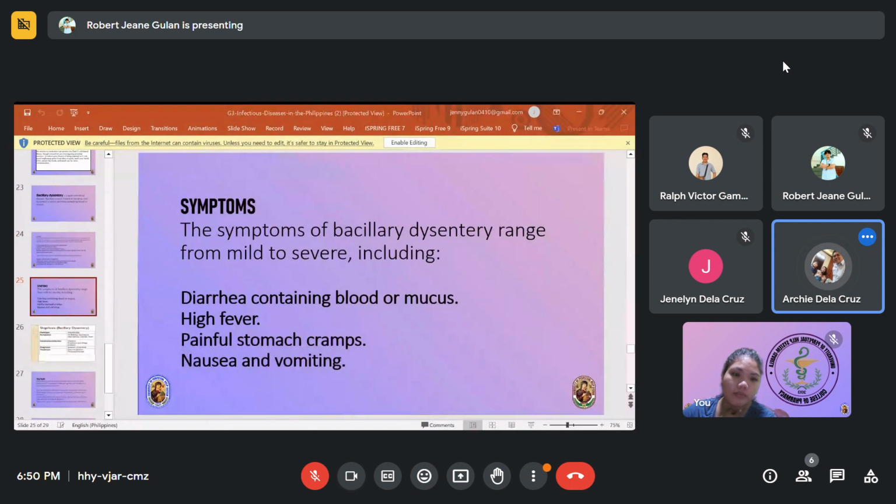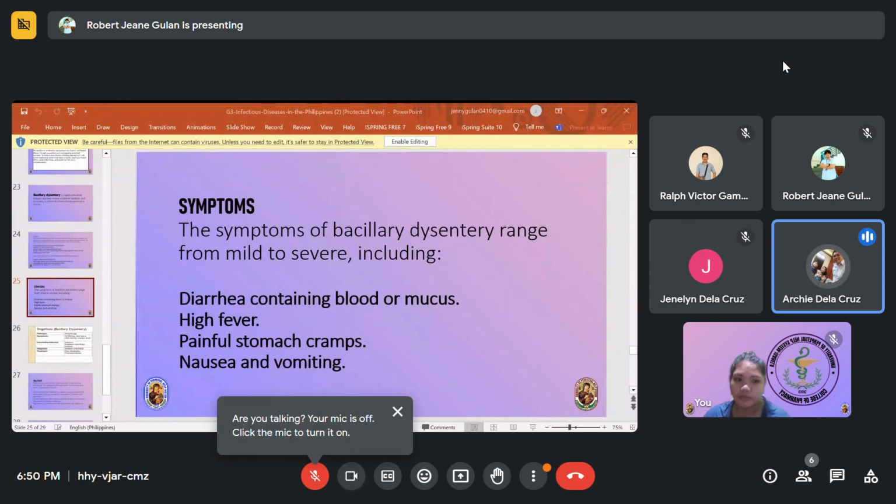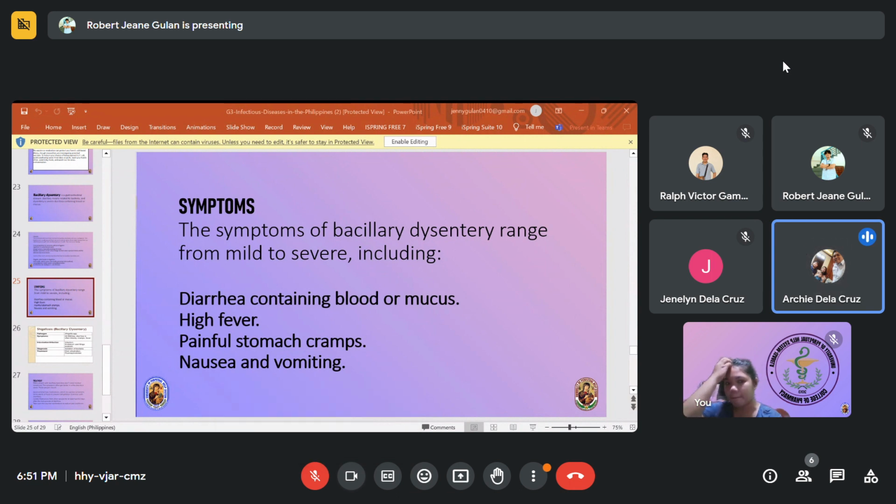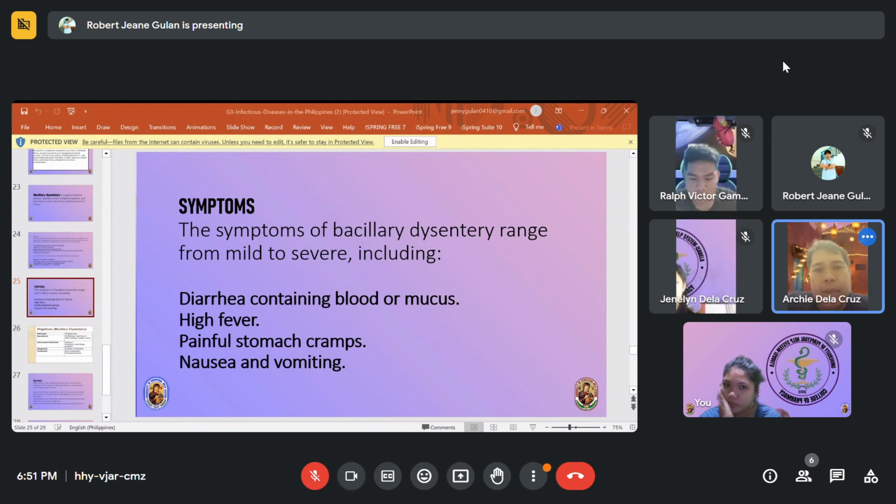Next tayo is the symptoms of bacillary dysentery, which range from mild to severe, including diarrhea containing blood or mucus, high fever, painful stomach cramps, nausea, and vomiting. Yan talaga yung mga cause talaga ng bacteria yan. Pag nilagnat ka na, nagkaroon ka ng sakit sa tiyan, susuka ka, yan, mahihilo. Okay? Next tayo.